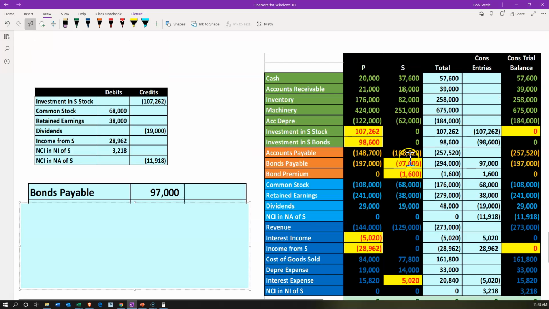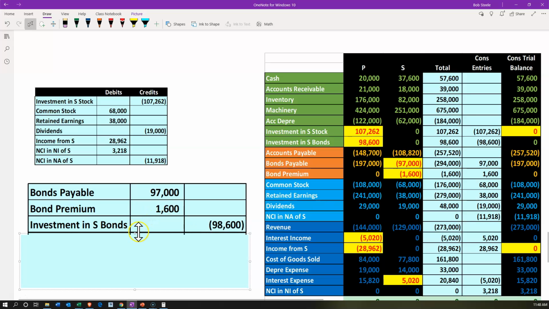On P's side, they've got the investment in the bonds that had to be removed. So we're just going to take those off the books. The bond payable on the books at the 97,000 credit, we're going to debit it to take it off the books. Then we have the bond premium on the books at the 1,600 credit, we're going to debit it to take it off the books. Then we have the investment in S bonds at the 98,600. That's on the books as a debit. We're going to credit it to take it off the books.